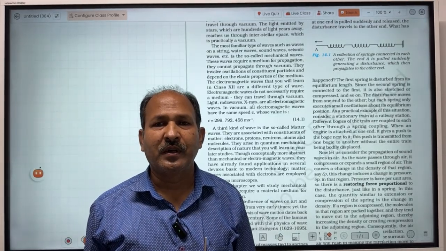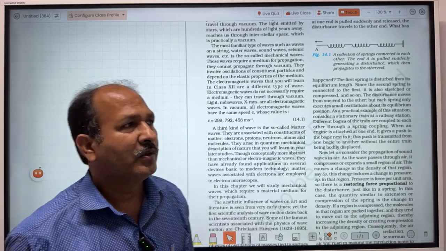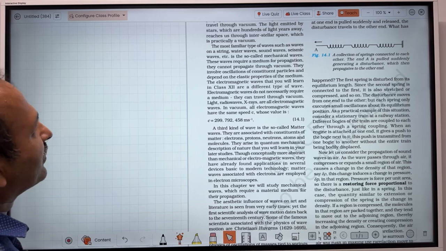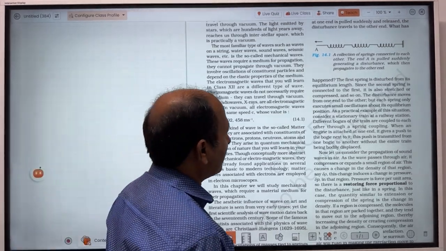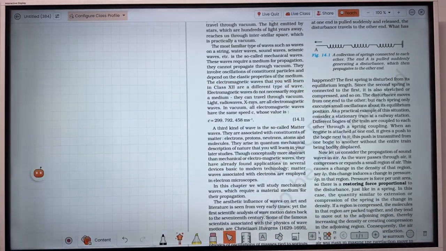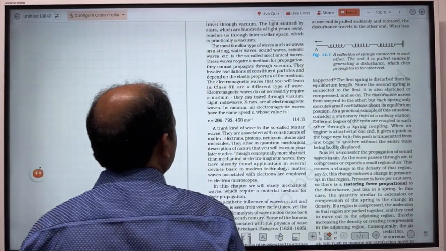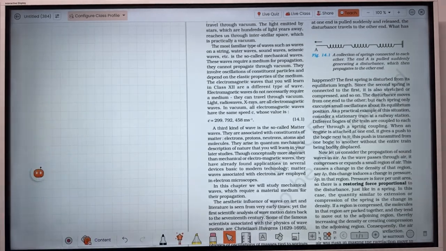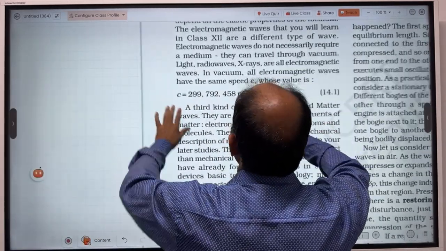Today we are going to start the chapter Waves, that is the last chapter of class 11th physics. You have already studied about different types of waves. So here we will study about mechanical waves. Mechanical waves like sound waves need a material medium to propagate, and there are electromagnetic waves that don't need any type of medium to travel, and the speed of electromagnetic waves is 3 into 10 power 8 meter per second.